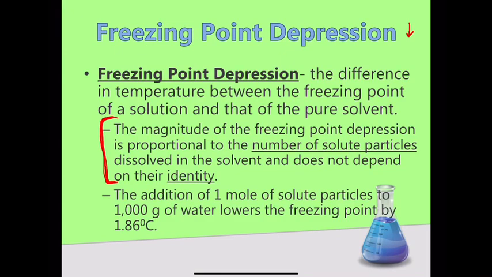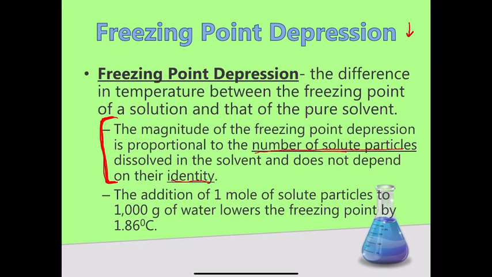So the magnitude of the freezing point depression is proportional to the number of solute particles dissolved in the solvent and doesn't depend on its identity. It's not because it's glucose or because it's salt. It's because of how those break down in the solution, okay? So if you had sodium iodide, it's going to have the same effect as sodium chloride because it still breaks down into 2 parts. If you had calcium bromide or anything that breaks down in 3 parts, it's going to have the same effect, okay? Because it's just the number of solute particles that matters, not its identity, all right?